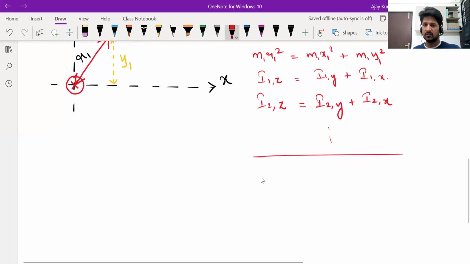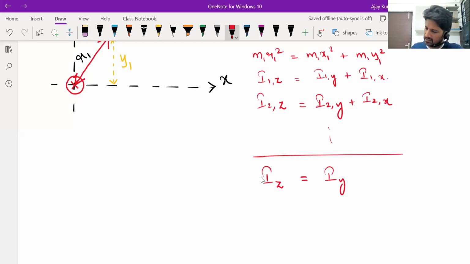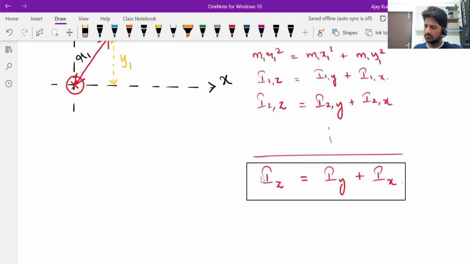What does the left-hand side become? The moment of inertia of the first particle plus the second particle, and so on, all the particles about the z-axis. So the left-hand side is the moment of inertia of the entire system about the z-axis. The right-hand side is the moment of inertia of the entire system about the y-axis plus that of the entire system about the x-axis. This is the perpendicular axis theorem. You know x, y and z are mutually perpendicular to each other, no? That's why it's called the perpendicular axis theorem.